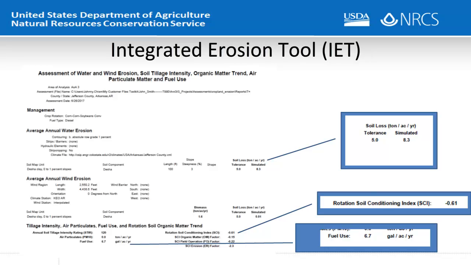IET has a report option where a report for each field can be printed. Notice the applicable information for answering the assessment question is displayed on this report. A report should be generated for each field and placed in the client's case file for the benchmark conditions to document the current resource concerns. Also notice that the report displays the fuel use in gallons per acre per year, which is the average of the 20 gallons per acre over the 3-year rotation.